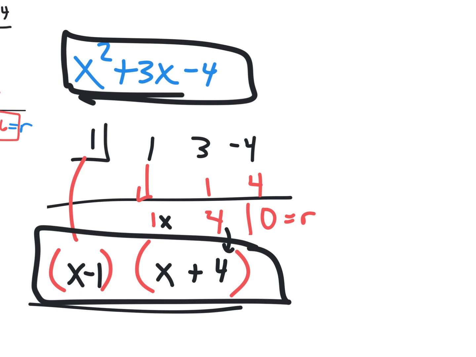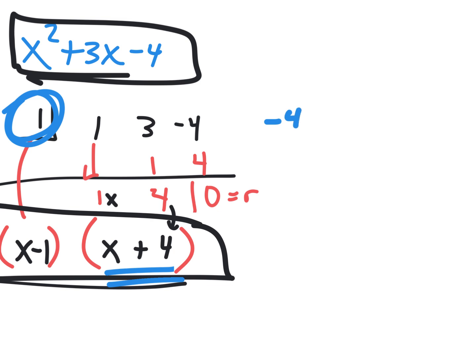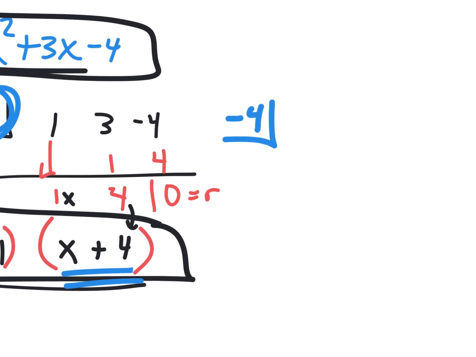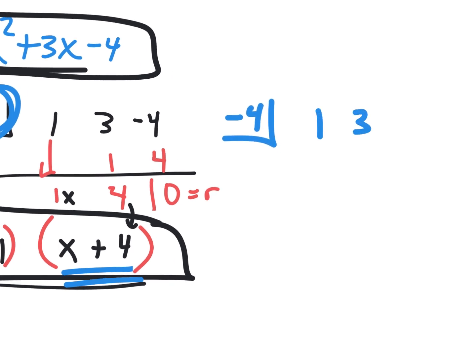Negative 4. Do you get this negative 4 would have also worked if I would have put it here? I'd like you to prove that. Would you please put negative 4 here and then do the 1, 3, 4. Or sorry, 1, 3, negative 4. Prove that negative 4 is also a root.